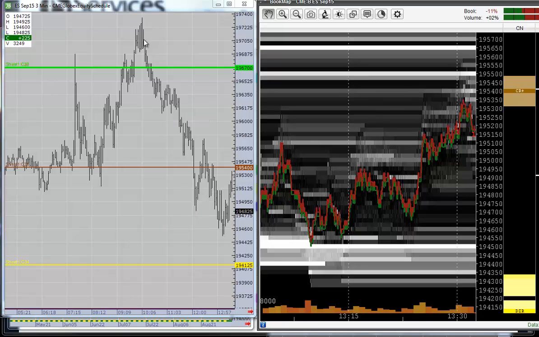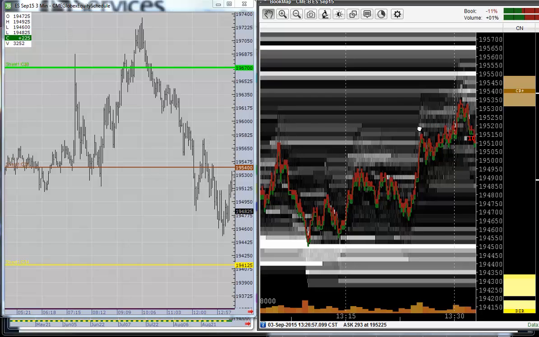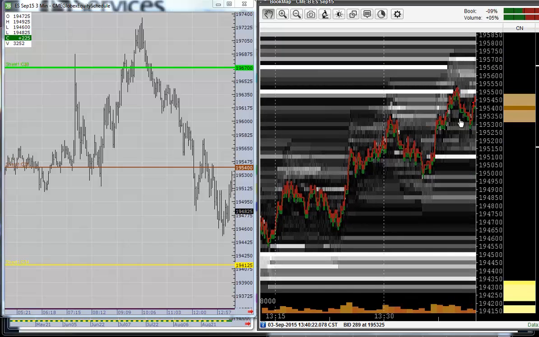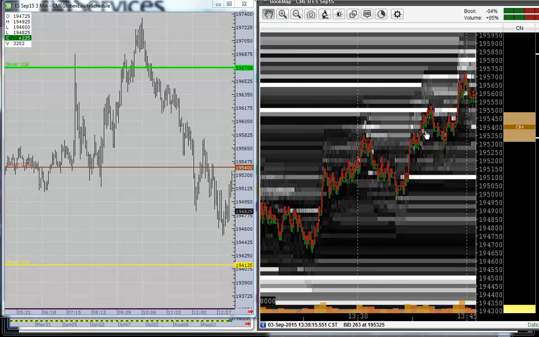Looking at the negative structure, bear trends perform like a bear trend: lower highs, lower lows. So this structure high point here is key for this intraday bear trend to remain true. This is 1957.75, a little above the market. But here's what I want to show you guys that's really interesting with the BookMap.